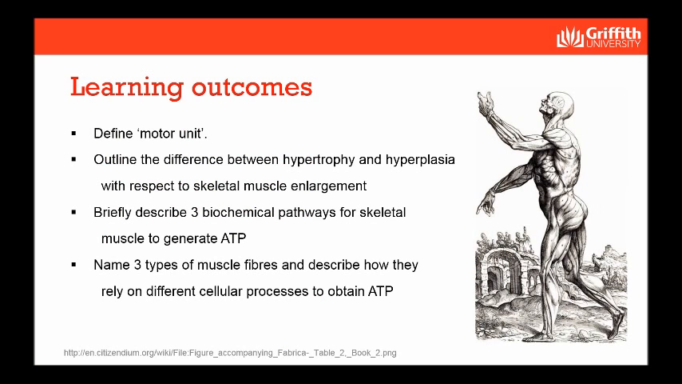The learning outcomes for topic 2.5b are to be able to define a motor unit, outline the difference between hypertrophy and hyperplasia with respect to skeletal muscle enlargement, briefly describe 3 biochemical pathways for skeletal muscle to generate ATP, and name 3 types of muscle fibres and describe how they rely on different cellular processes to obtain ATP.